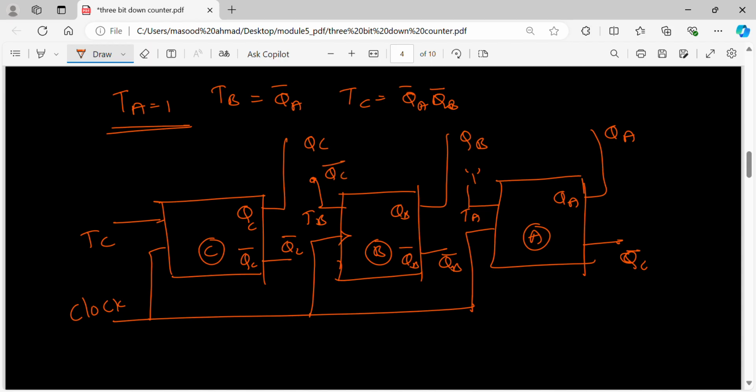This is QA bar, so TB is connected to QA bar. Next, for TC we need QA bar and QB bar, and we have to AND them. So I will erase this TC part and take an AND gate. To that AND gate I give the inputs QB bar and QA bar. One I get from here, another from here. I am not drawing the lines, instead I am presenting them here, because if I draw the lines it will look complex.